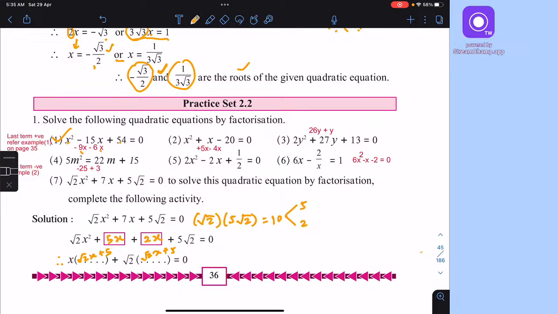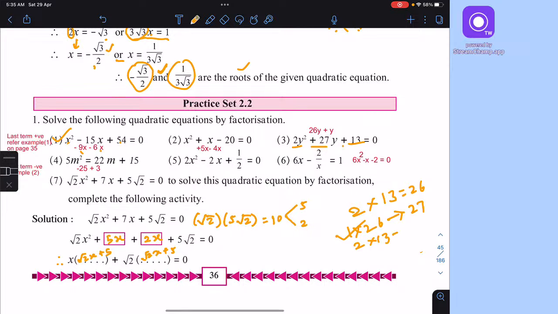Now here, in the third example, the coefficient of quadratic term is 2 and last term is 13. So if you multiply 2 and 13, you are getting 26. Now you want factors of 26. So 1 into 26 or 2 into 13. These are the possible factors. You want the middle term to be 27 and last term is positive, means sum is 27. So 26 and 1, the sum is 27. So this is the suitable pair.